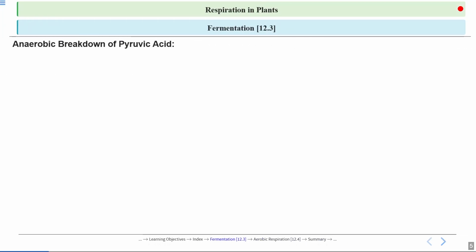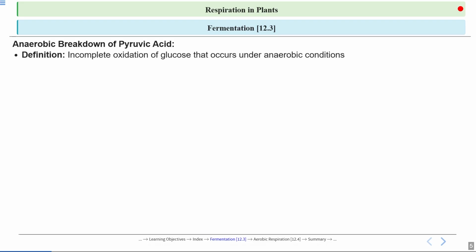So students, let's begin with fermentation, NCERT section 12.3. We will first talk about the anaerobic breakdown of pyruvic acid. It is the incomplete oxidation of glucose under anaerobic conditions, which means the glucose isn't fully broken down and less energy is released compared to when oxygen is present.